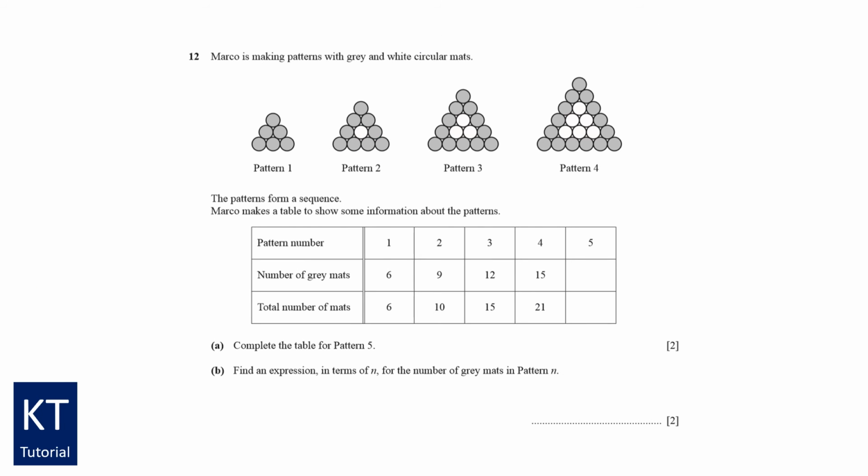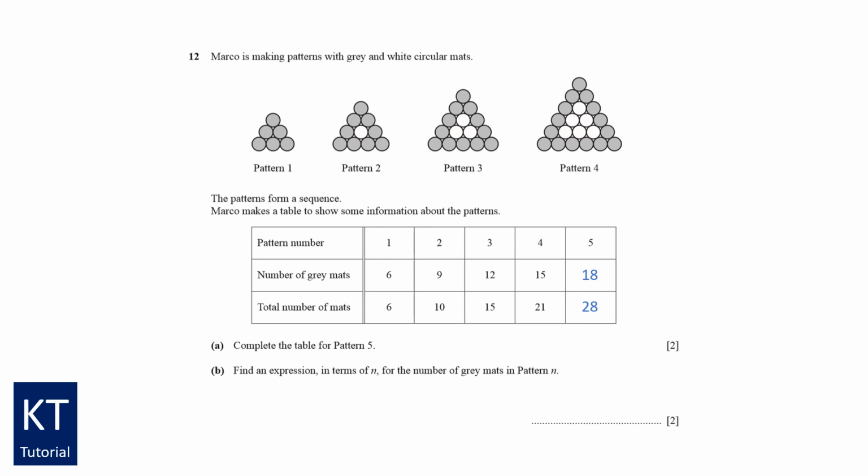Question 12. Marco is making patterns with gray and white circular mats. The patterns form a sequence. Marco makes a table to show some information about the patterns. Complete the table for pattern 5. The first pattern is an addition by 3 in succession. The second is an addition of 4 followed by 5 followed by 6 followed by 7.